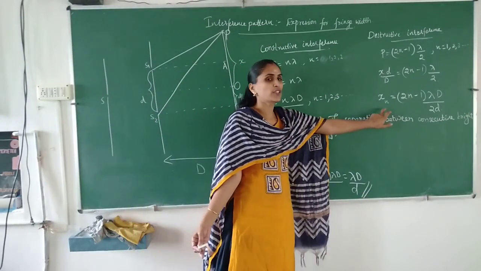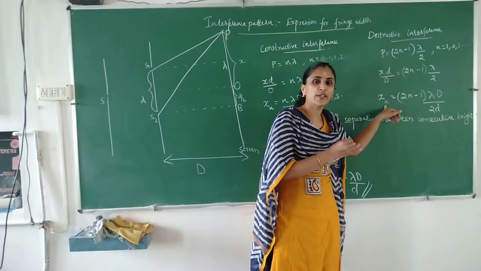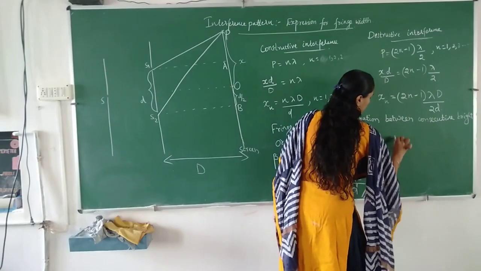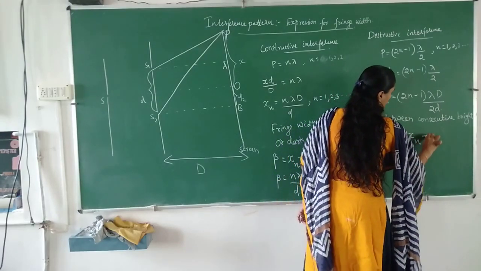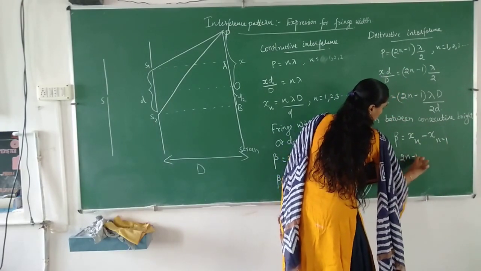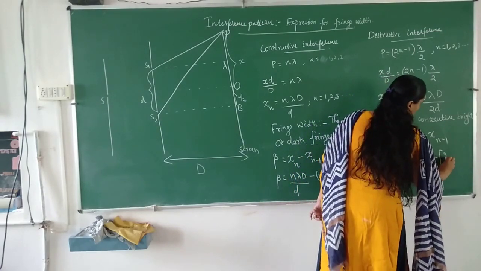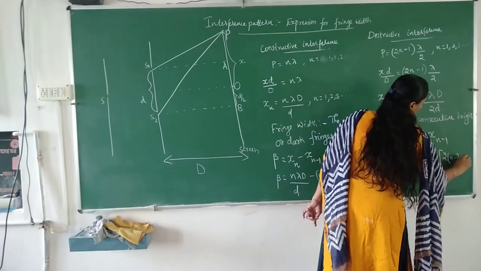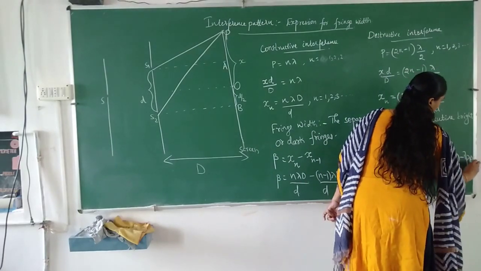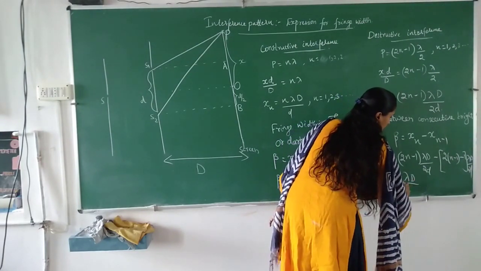Now we can find the fringe width of a bright fringe. How to find that? If you find the difference between consecutive dark fringes, you will get the fringe width of the bright fringe. So here also fringe width beta is equal to x_n minus x_(n-1), which is equal to (2n minus 1) lambda D by 2d minus (2(n-1) minus 1) lambda D by 2d. If you simplify again, you will get the fringe width as lambda D by d.